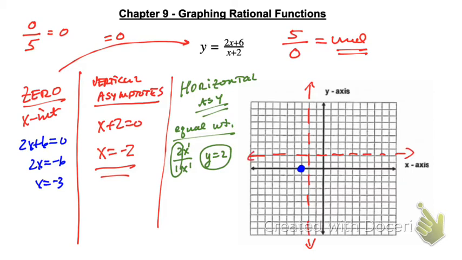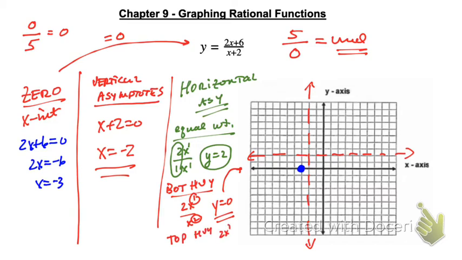Now the other possibility is we could have a bottom heavy. That would be like if we would have had 2x over x squared. So that's x to the first, x squared, that's bottom heavy. When that happens, that's automatically at y equals 0, which is your x-axis. Okay? And you could also have top heavy. So if we would have had 2x squared over x, we're top heavy because it's an x squared over an x to the first. When that happens, you do not have a horizontal asymptote. Okay, those are your three cases.